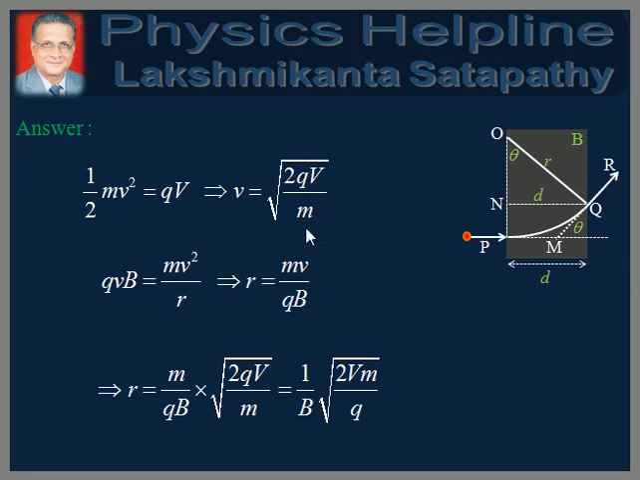Now we will put the value of v from this equation. Therefore r is equal to m by qB, multiplied by root over 2qV by m. Now 1 by B remains outside, and we can see that m divided by root m becomes root m in the numerator, and root q divided by q becomes root q in the denominator. Therefore, r is equal to 1 by B into root over 2Vm by q.